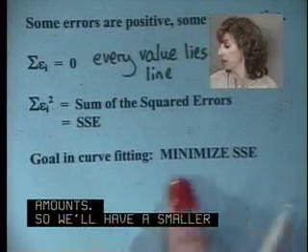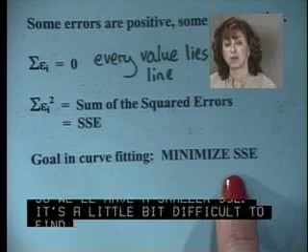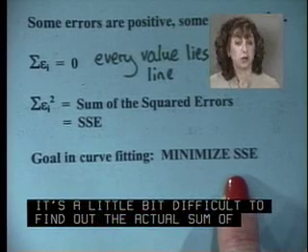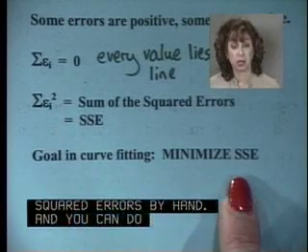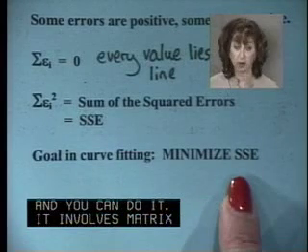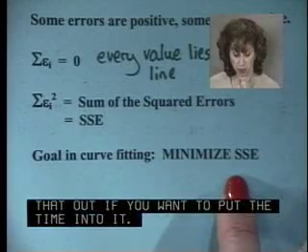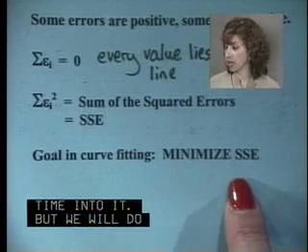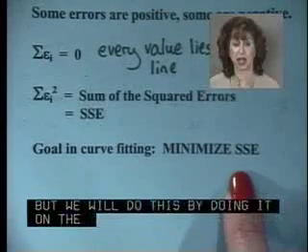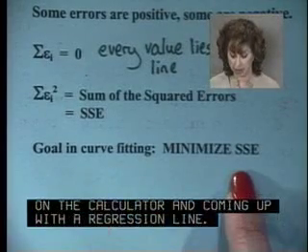It's a little bit difficult to find out the actual sum of the squared errors by hand, and you can do it. It involves matrix manipulation, and you'll be able to figure that out if you wanted to put the time into it. But we will do this by doing it on the calculator and coming up with a regression line. Most scientific calculators will have that.